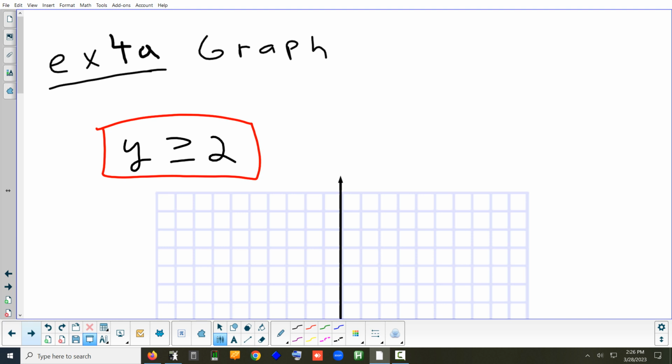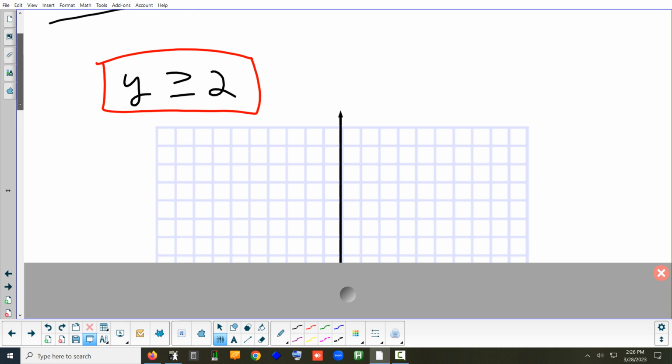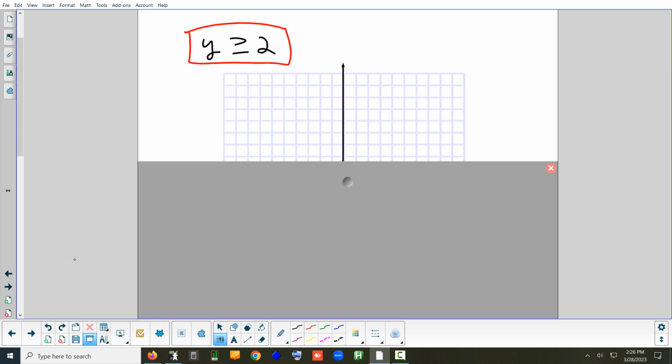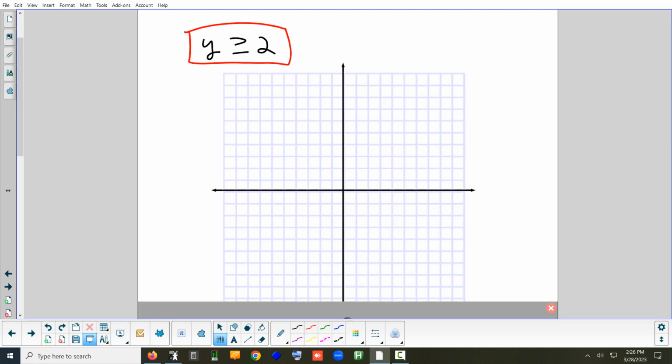All we have is a y with no x. Can somebody tell me what kind of line it is when you only have a y? It's one of the special ones, yeah? Yeah, it's going to be a horizontal line, and the number tells me where to put it. It's a horizontal line going through 2. But before I draw it, I want to make sure I do it right. Is it solid or dotted? Yeah? This one's going to be solid.